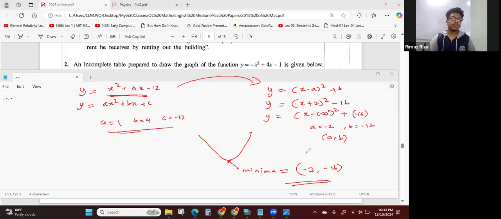Okay, and also this will be the axis of symmetry, x equals minus 2, because the quadratic function graph is symmetric about this minimum value. So therefore the axis of symmetry is also x equals minus 2. If in this question they ask you to write the axis of symmetry, you can write x equals minus 2. Okay. Do you have any questions up to this? I mean, what I have discussed so far.